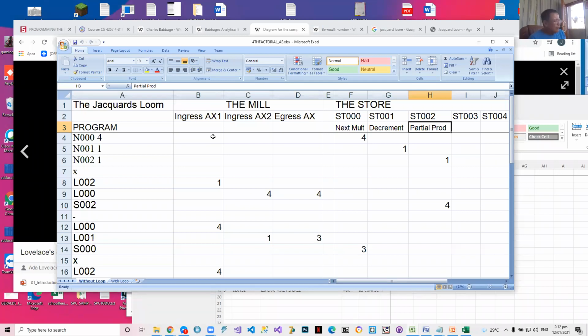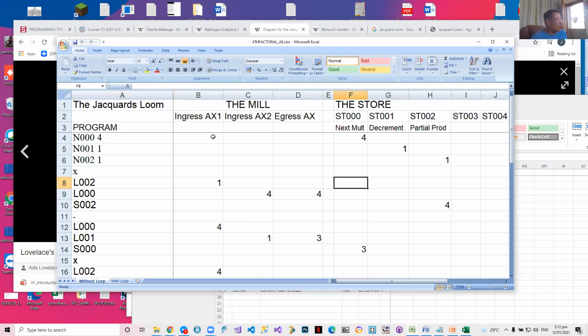By the way, what's the fourth factorial? Fourth factorial is 4 times 3 times 2 times 1. Okay, fifth factorial is 5 times 4 times 3 times 2 times 1. Okay, the product of the first n numbers. So times, the next card here is the variable card, times. Okay, followed by an L002 and L0000.